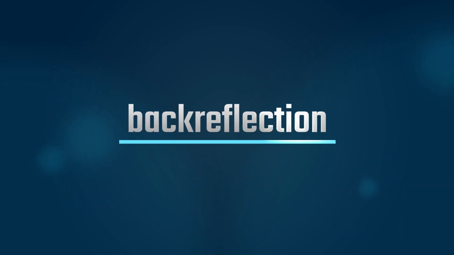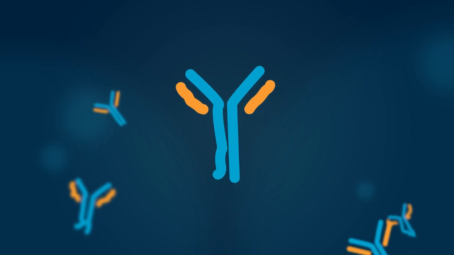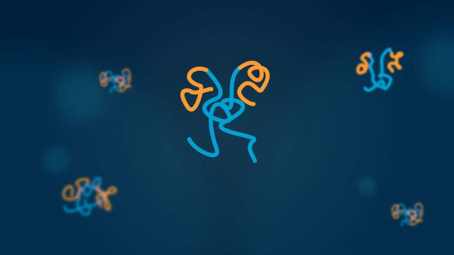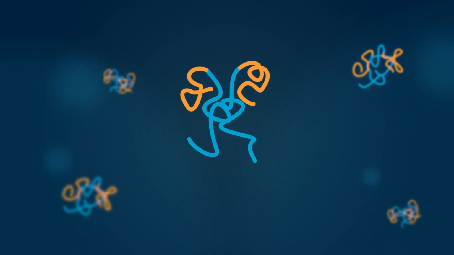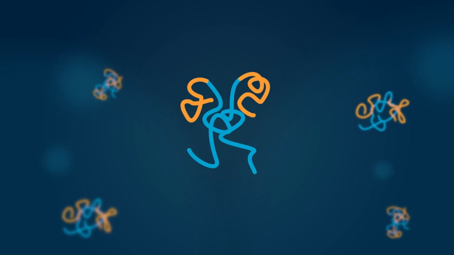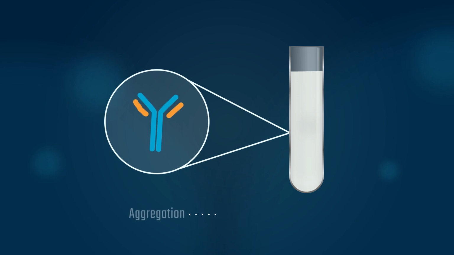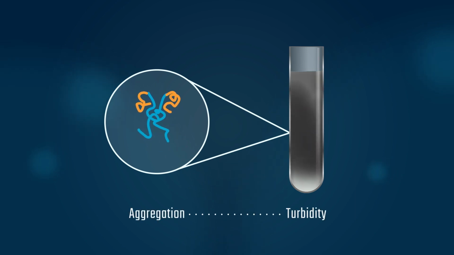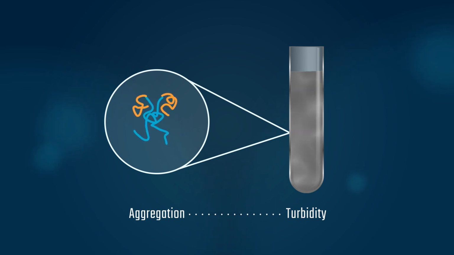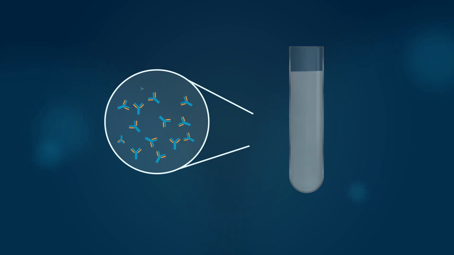As you're developing high-quality biologics for therapeutics, it's important to avoid samples with aggregation, as they are less effective and often toxic. When a protein aggregates out of solution, it loses its structure and function, and causes the solution to become turbid or cloudy. Turbidity is measured with back reflection technology.